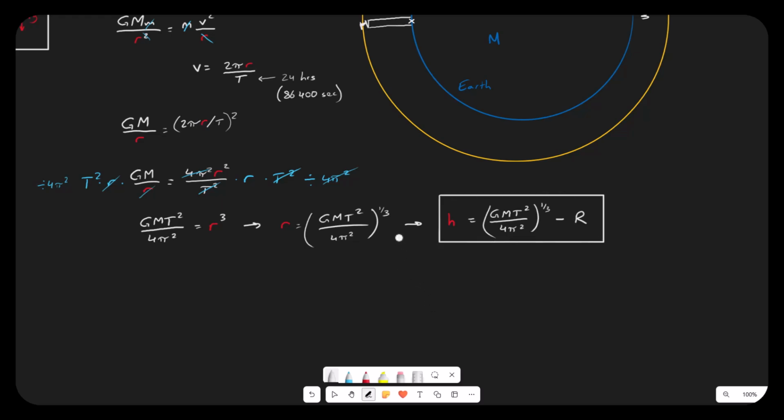I made no assumptions when I plugged this thing in at all. I didn't actually plug in my 24 hours, I just said I know the orbital period, the rotational period for this planet. And I didn't plug in what the mass of my planet was or the radius of my planet, so this equation works for all planets.